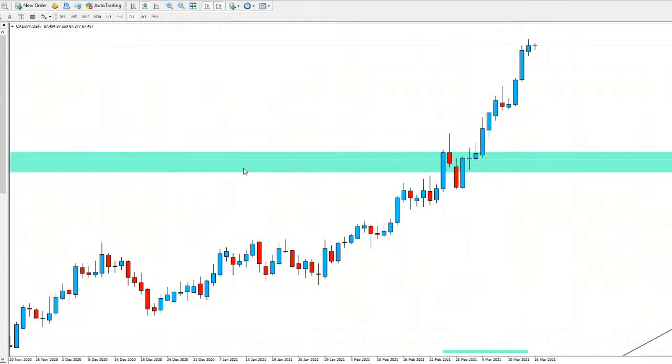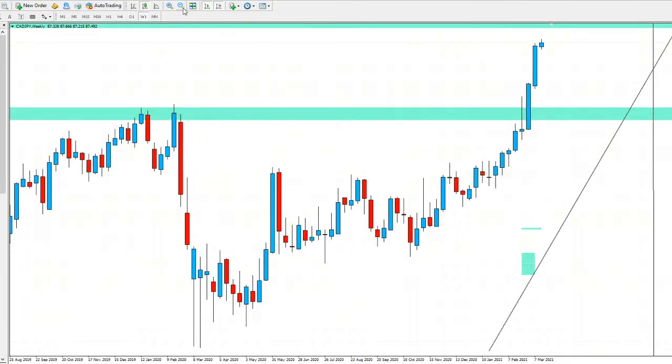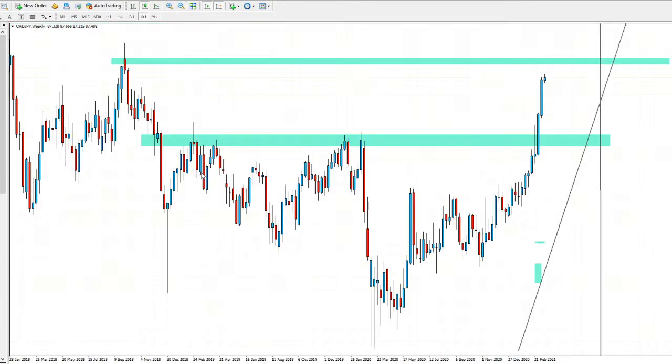CAD JPY for this pair, again very, very bullish recently. You can see in the daily time frame we broke through this key level. It actually goes to the weekly, so we've got this weekly level here, really key level of resistance here on the weekly time frame. As you can see, when we test this level, we do see nice bearish reactions to the downside. Recently though, a couple of weeks ago, we closed above.